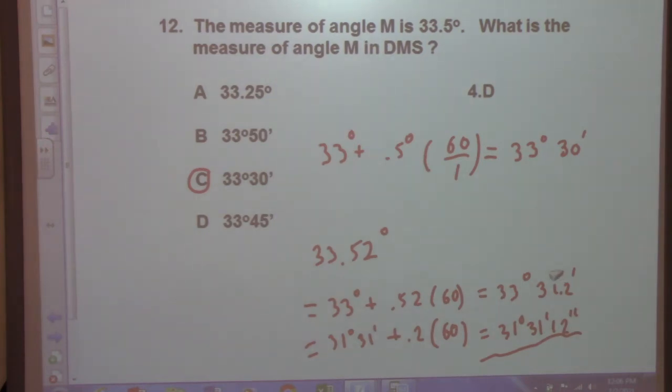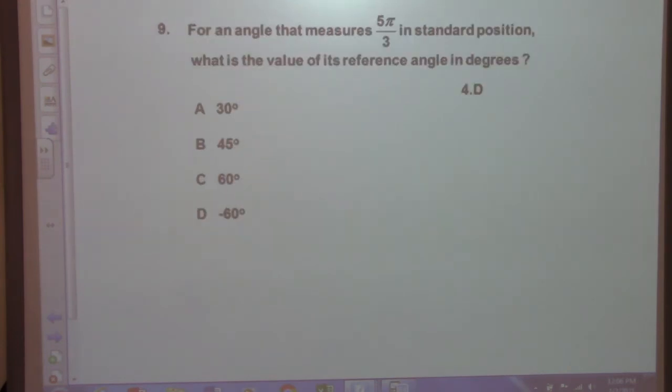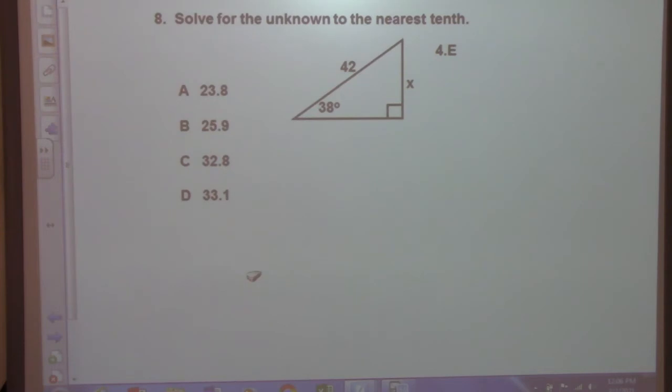Mr. G, can you work on number 8? Let's look at 8. Solve for the unknown to the nearest tenth. Basically what you're looking at is you have your angle here. So what sides are represented here? Opposite over hypotenuse. And opposite over hypotenuse is sine. So the sine of this angle is going to be equal to our opposite over our hypotenuse.